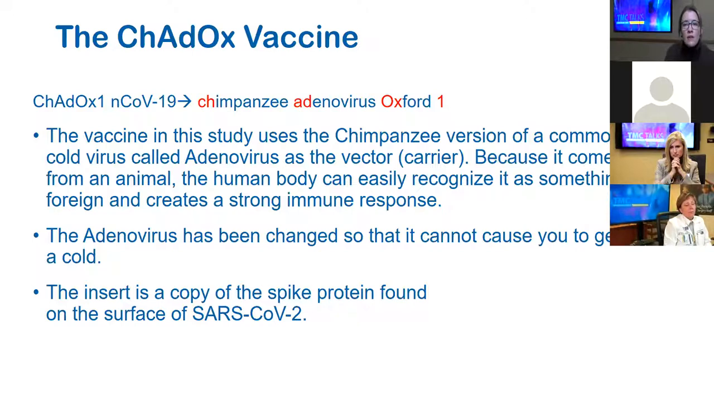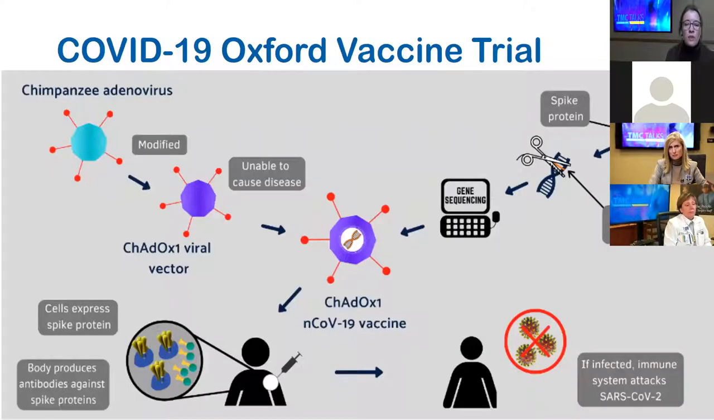The adenovirus, like I said, is not an active virus. Basically, the entire contents of the virus are emptied and we're only using the shell. And then we insert a copy of the spike protein found on the surface of the SARS-CoV-2, like I explained earlier. This is a visual representation of what that vaccine looks like. You can see on the top left a chimpanzee adenovirus fully active. We modify it, empty the contents, and make that virus capsule basically inactive. It cannot reproduce, it cannot cause infection. It's only the shell, basically, like an empty box.